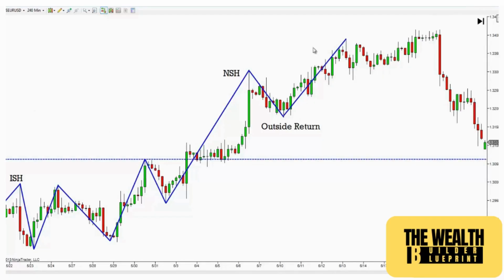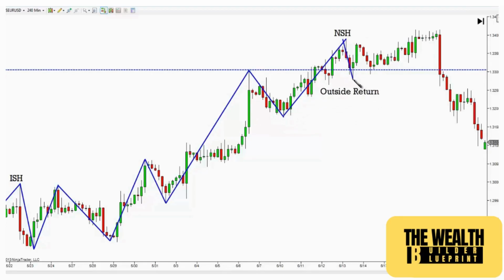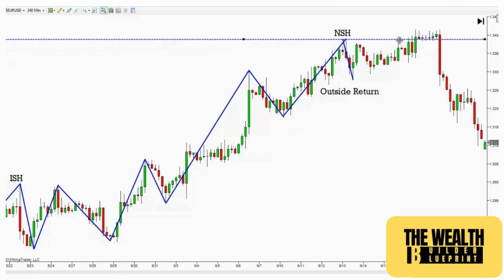New structure high. And you can see if I bring my line up, as soon as we get this higher high, higher close, which comes right here on this green candle, we know that we're in a bullish continuation pattern. Then again, outside return. Let's see if we get a higher high, higher close this time. We don't get a higher high. Yep, we just get a higher high, higher close right here on this green candle, just barely, but as long as it closes above it, it could be one tick, it still counts.